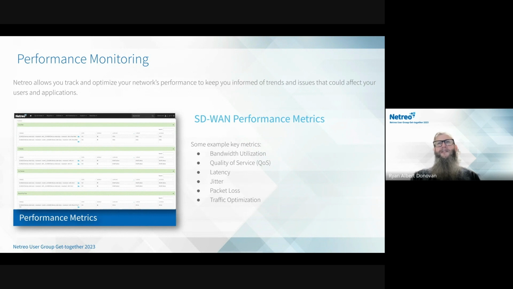But performance monitoring isn't just about the present. Historical analysis plays a significant role. By examining historical data, you can identify trends and plan for future capacity needs and optimize your network for peak performance. In summary, performance monitoring is the cornerstone of a well-functioning SD-WAN network.